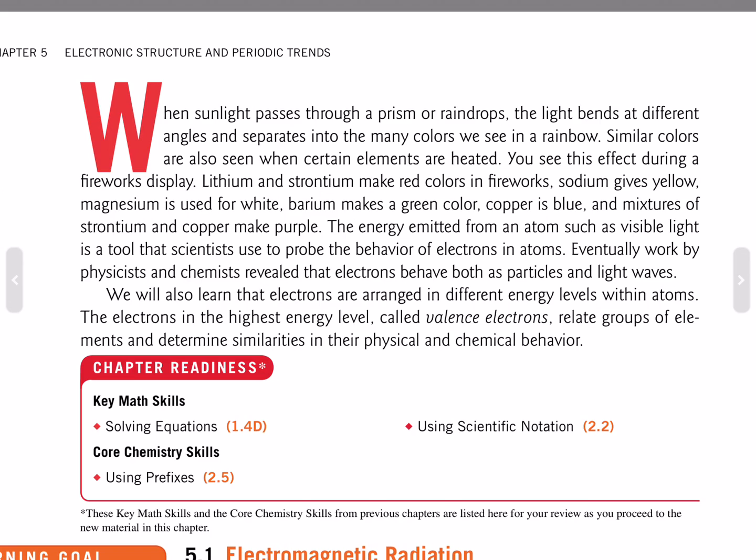This energy emitted from an atom, such as visible light, is a tool that scientists use to probe the behavior of electrons in atoms. Eventually, work done by physicists and chemists revealed that electrons behave both as particles and as light waves. We'll also learn that electrons are arranged in different energy levels within atoms. The electrons at the highest energy level, called the valence electrons, relate groups of elements and determine similarities in their physical and chemical behavior.